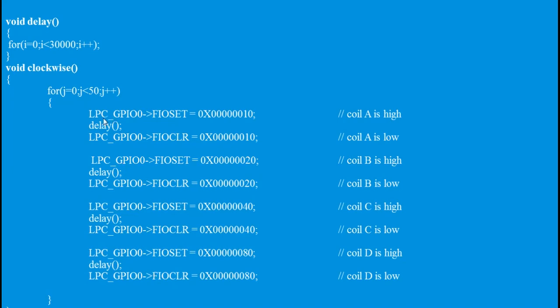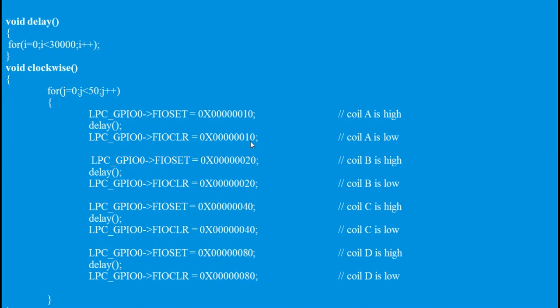Now LPC_GPIO0 FIOSET is equal to 0x000010. This instruction is going to send logic 1 via pin number 4 of port 0 in order to energize coil A. Now the same coil is de-energized by using the clear register. After A, we have to energize B, then after B we have to de-energize B, then energize C. Between energizing the coil and de-energizing the coil, you have to call the delay routine. This is the sequence that has to be maintained in order to rotate the motor in the clockwise direction.